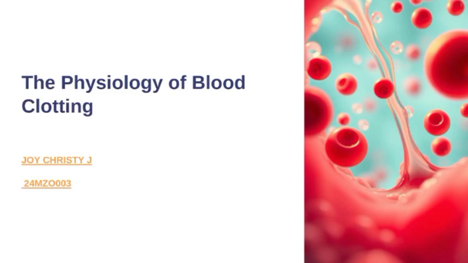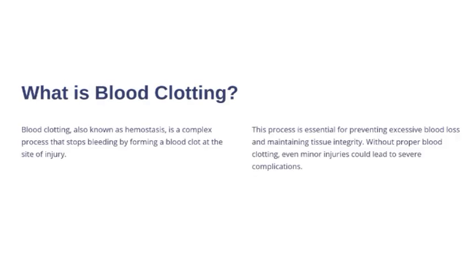Hello everyone. Today we are going to discuss the physiology of blood clotting. What is blood clotting? Blood clotting, also known as hemostasis, is a complex process that stops bleeding by forming a blood clot at the site of injury. This process is essential for preventing excessive blood loss and maintaining tissue integrity. Without proper blood clotting, even minor injuries could lead to severe complications.